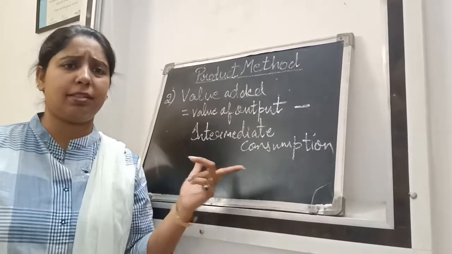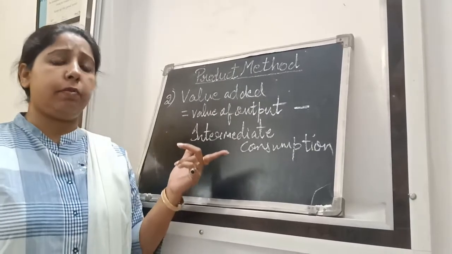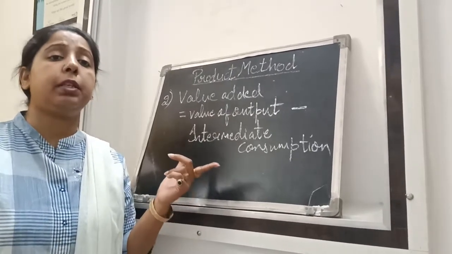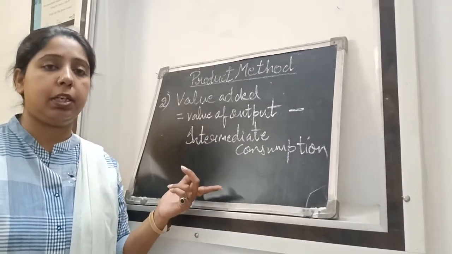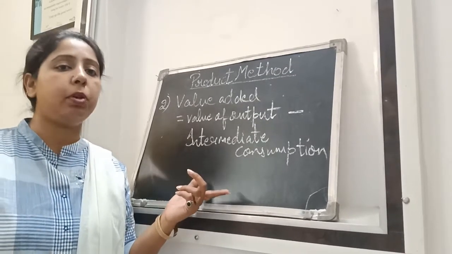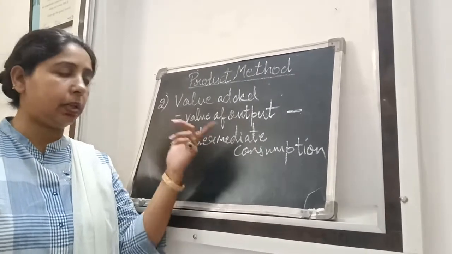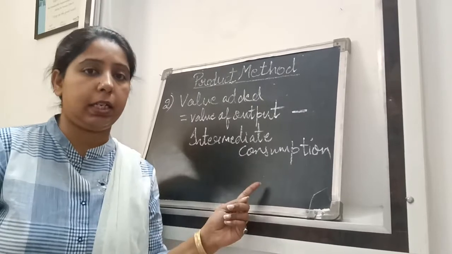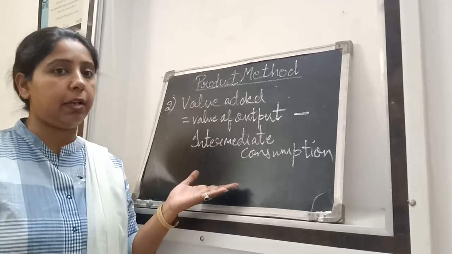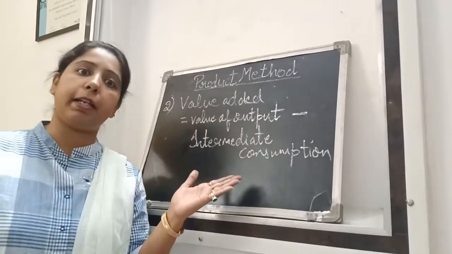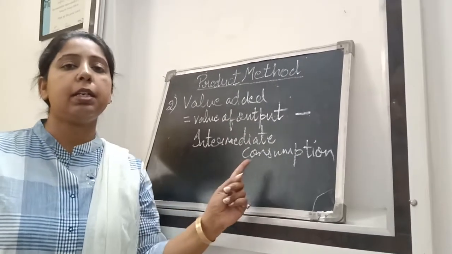What is intermediate consumption? It means the goods which are used as raw material, which are not final, which are used during the process of making that good. That good may be purchased within the country or they may be imported from other countries. So they are the raw material for making that good, so they should be deducted. Otherwise there will be double counting. We will take the value of raw material also and the final. To avoid that, we subtract the intermediate consumption.